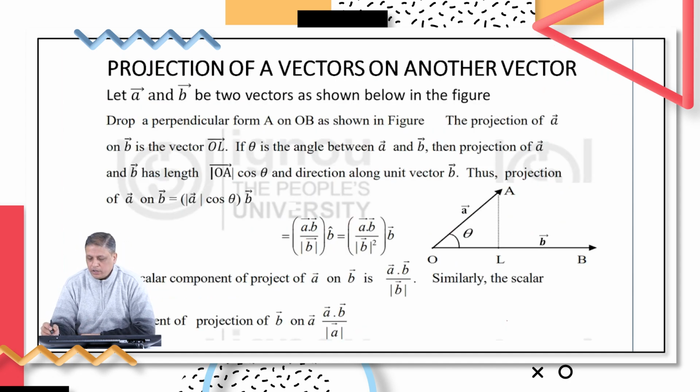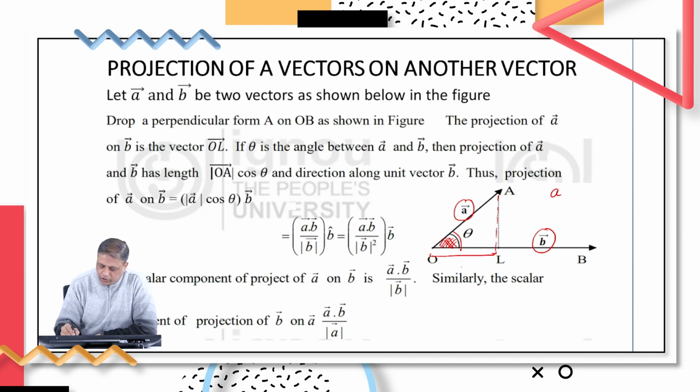Now, another important concept is the projection of one vector on another vector. We learned that say A and B are the two vectors, and theta is the angle subtended by vector A onto vector B. Then we learned that the projection of vector A on B will be equal to magnitude of A cos theta. So this projection will be given by A cos theta into B vector.